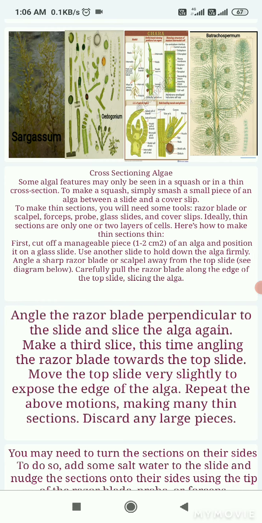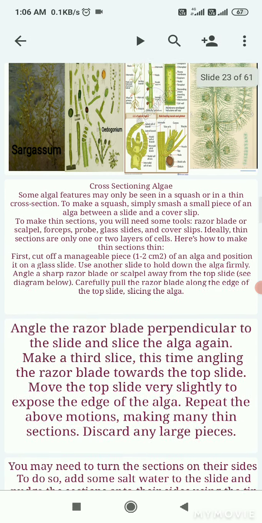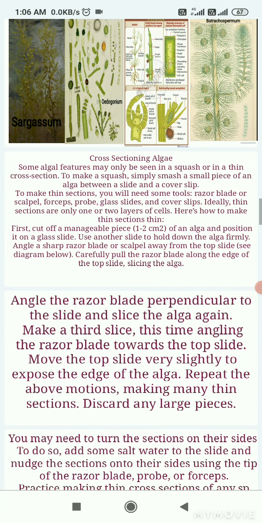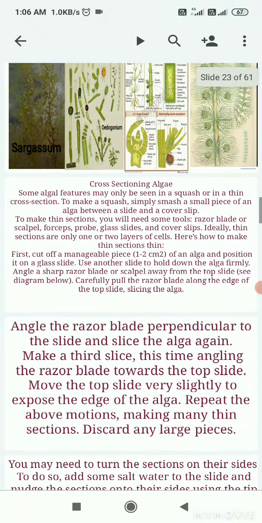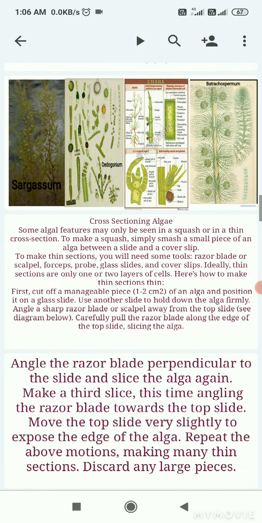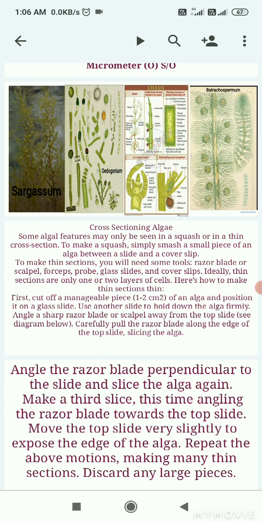So, first of all, one by one, we have to know how we can take a section. Then we go for staining, and lastly, after staining, we have to get a prepared permanent slide. And in this first year syllabus, the first unit depends on the algae, and within that unit you have to study four different types of alga, that is Sargassum, Oedogonium, Chara and Batrachospermum.